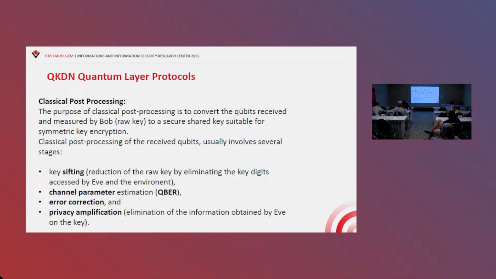And part of the raw key is also used for channel parameter estimation, the quantum bit error rate basically. There's also noise in the communication channel, and of course there are measurement and other errors. So in real applications, one would need to estimate the communication channel parameters. And there is also error correction. This is classical error correction.